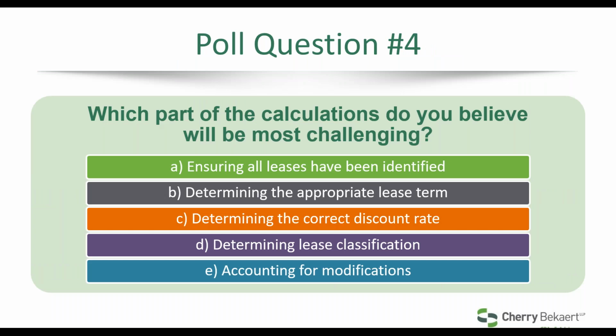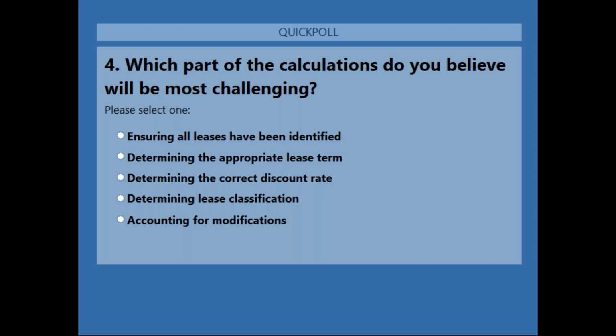And with that, let's go ahead and move into our fourth polling question here, which is, which part of the calculations do you believe are going to be the most challenging? Ensuring that all leases have been identified, your completeness; determining the appropriate lease term, which I think is a very important thing to do because that will determine your ROU asset and liability; determining that correct discount rate; or determining the classification; or accounting for modification. Yeah, we've gone over a lot, and there are more. We probably should have put a miscellaneous, or just the whole thing, all of the above.